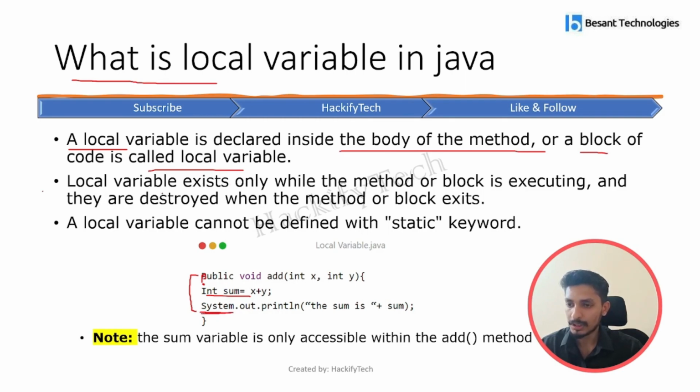One more point is that the local variable exists only while the method or block is executing. Until the block is in execution, the variable is available. Once the execution of this block is completed, that variable is destroyed. Local variables can't be defined with the static keyword, which means you can't add a static keyword at the start like this. And whatever variables you declare inside this method body, the scope of these variables is only available within these brackets, within this method.